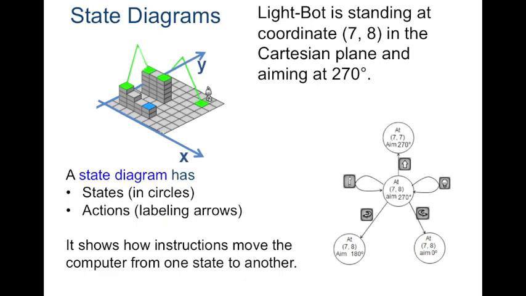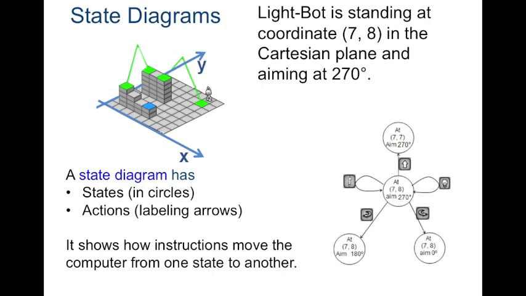In this picture, Lightbot's state is 7, 8, 270 degrees. If you count the squares, you'll see that Lightbot is standing on square 7, 8 and facing the square 7, 7.